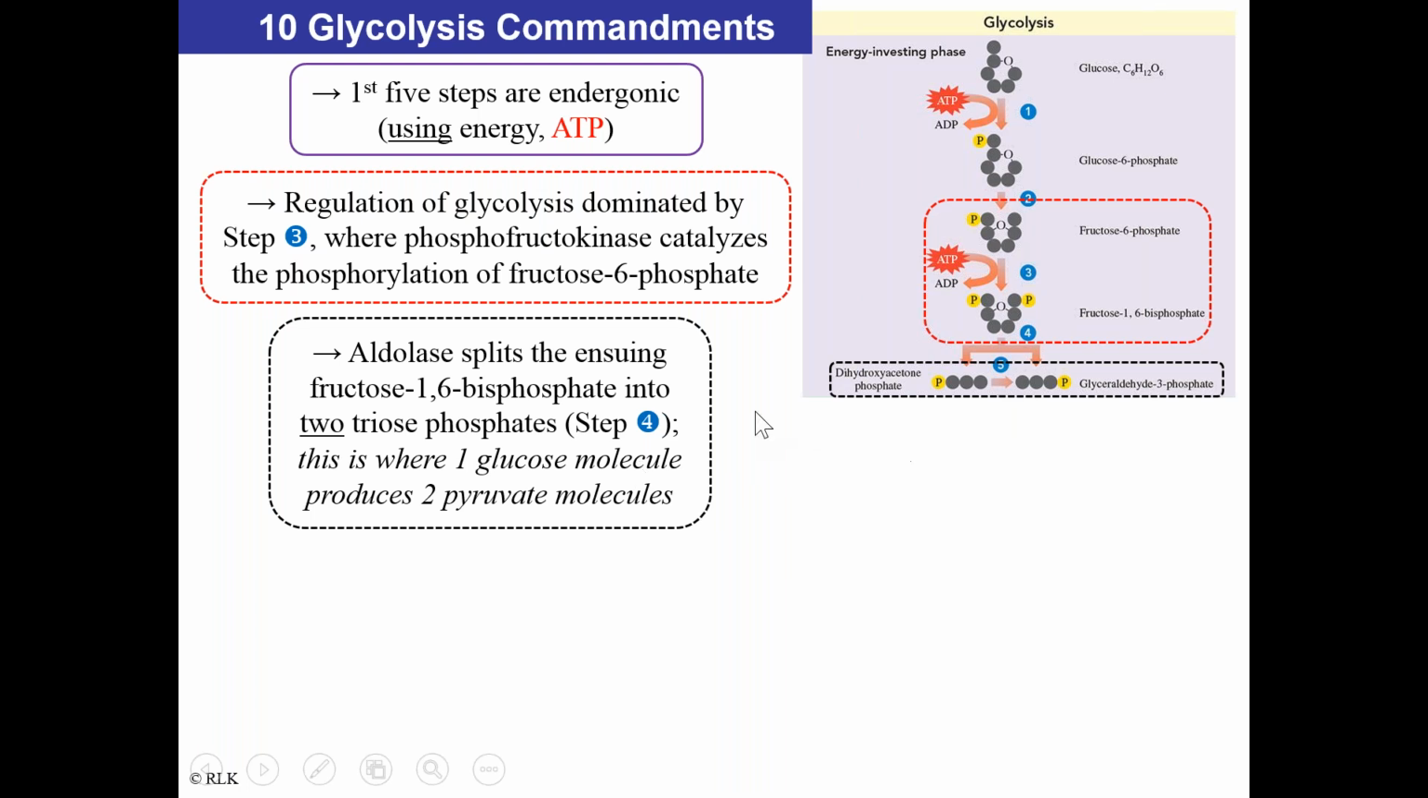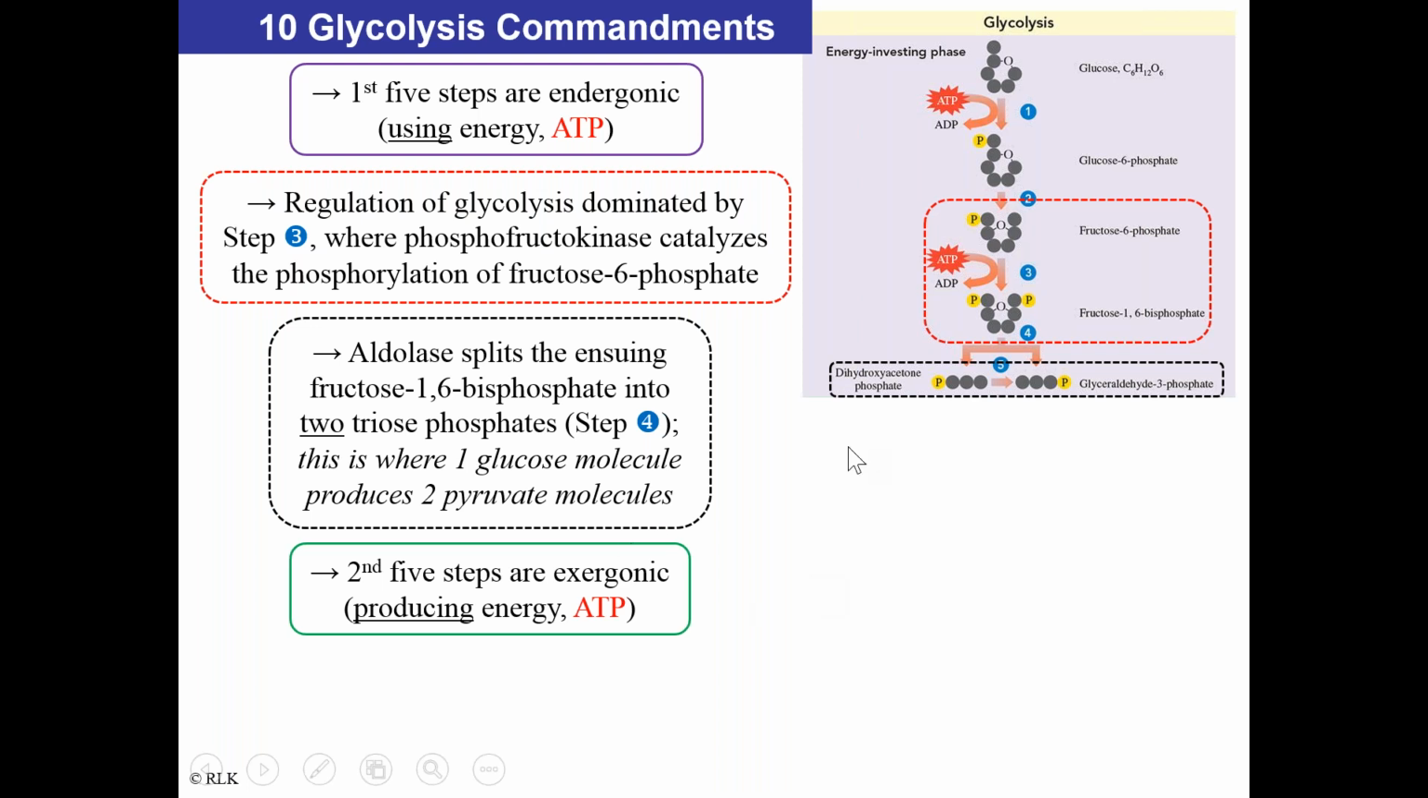But this is the most important part, because this is where one glucose molecule that you started with here at the top of this glycolysis process produced two pyruvate molecules. That is the most important part in terms of knowing what's going on. We're starting with one, now we've got two. That pyruvate will then subsequently be emitted for the rest of the cycle.